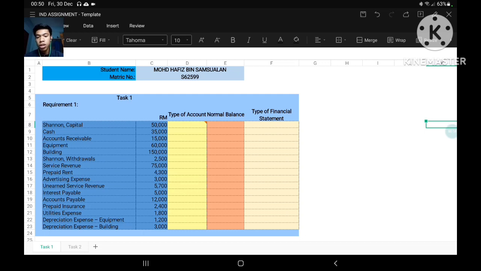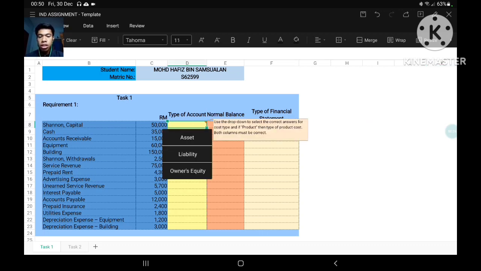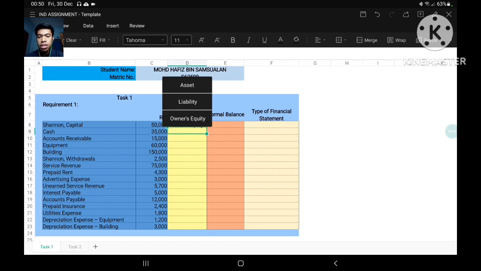Today I want to explain how I do task 1. There are three types in this table: type of account, normal balance, and type of financial statement. Okay, first is Shannon capital. Shannon capital is equity.